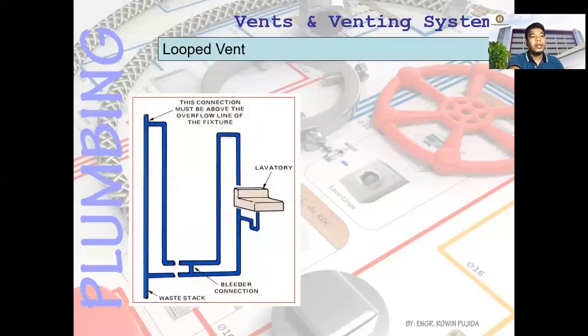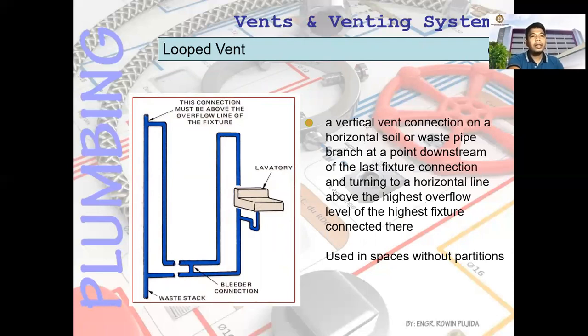Next, you have loop vent. So vertical vent connection on a horizontal soil or waste pipe branch at a point downstream of the last fixture connection and turning to a horizontal line above the highest overflow level of the highest fixture connected there. Used in spaces without partition. Okay. So you have here going to this one, you have the lavatory, and then you have the trap. This is now your vent pipe.